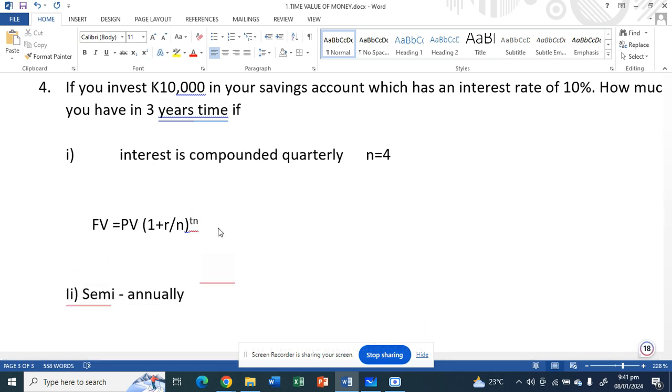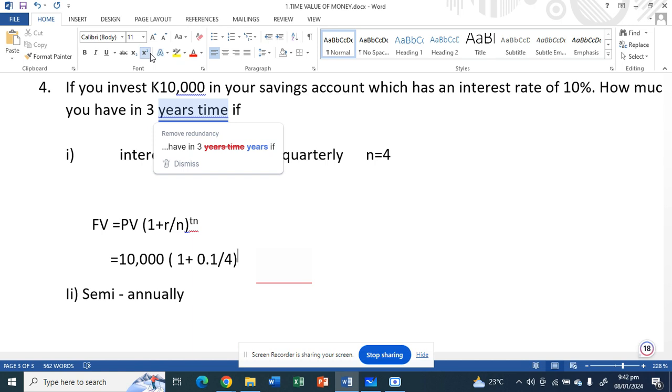So in this case, our present value is 10,000, brackets 1 plus. The rate is 10%, so convert it to a decimal, 0.1, divided by the number of compoundings, which is 4, to the power. The time is 3 years, so 3 multiplied by 2, to the power 3 multiplied by 2.